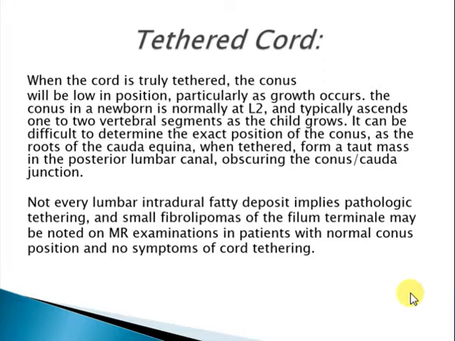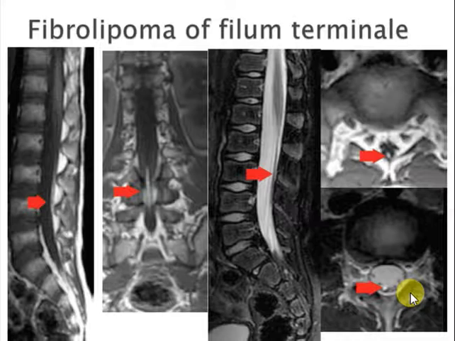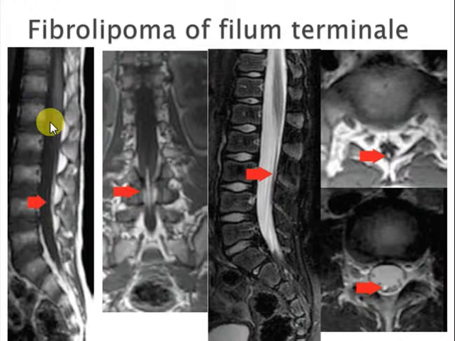These are fibrolipomas. So, for example, in this case of fibrolipoma of the spinal cord, you can see obviously that this is the conus medullaris here in normal position, and there is no sign of tethering of the cord. You can see the fat signal intensity on the T1 weighted images here, indicating a fibrolipoma, like here and here and here. They are attached to the filum terminale.